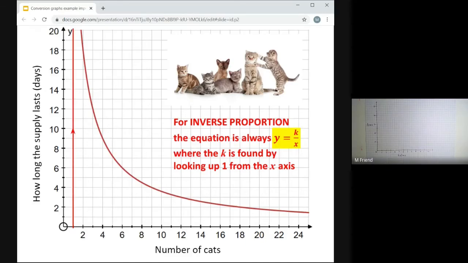We've got a slight problem though. If I try looking up from 1 on the x-axis, it misses the graph completely. Can you see that? So I'm trying to look up 1, but it doesn't miss. It does actually hit the graph eventually, but it's off the edge of the screen. It's much higher up. So I can't easily tell when this line hits the graph, but no problems. 1 on the x-axis is 1 cat, isn't it? So I just need to work out how long would it last if I had 1 cat. That will be my value of k.